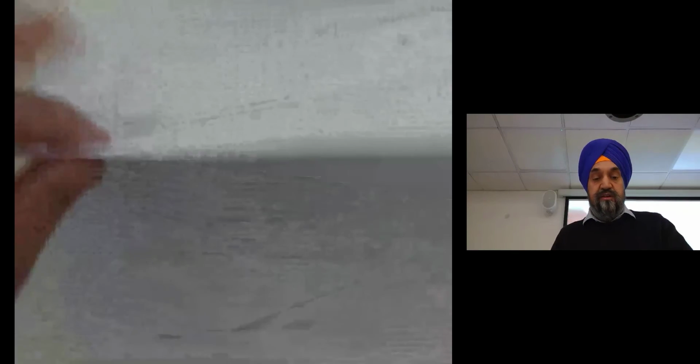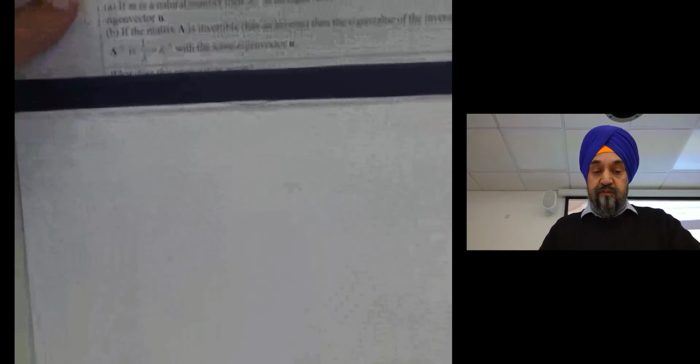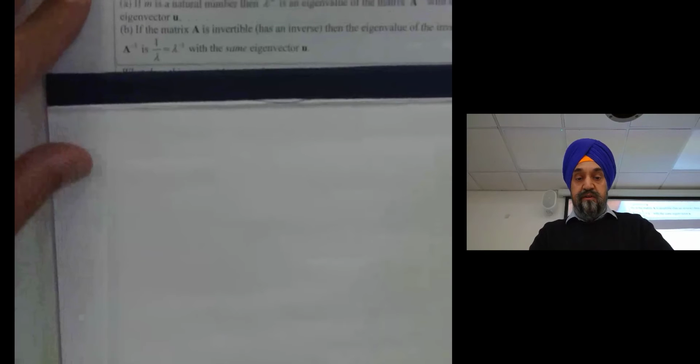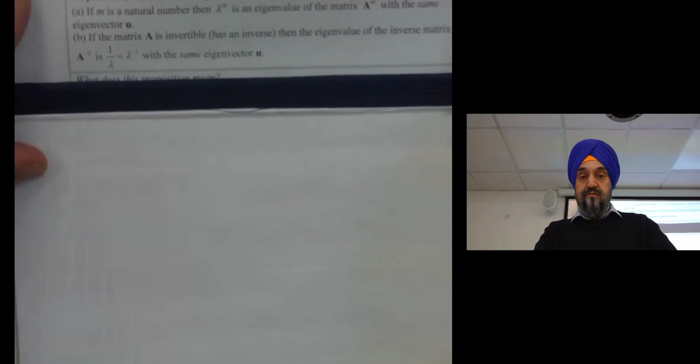What is this second part, part B? I'm not going to prove this, but you can look at my proof. What does part B say? If A is an invertible matrix, then what's going to be the eigenvalue of the inverse matrix? 1 over lambda, yeah.